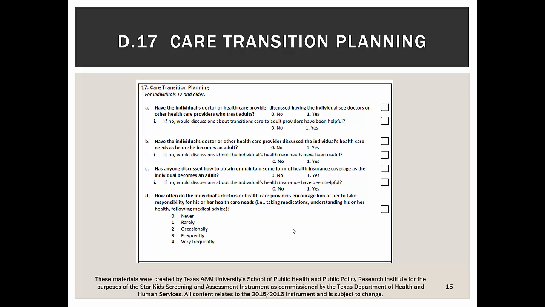D17, care transition planning. So question D17 refers to care transition planning. It's only designed for individuals 12 and older, and helps both the individual and the caregiver and service planning team determine how prepared the individual's healthcare team has been preparing him or her for their eventual adult healthcare needs. Be prepared for reaction from the caregivers that it may seem strange to them to be asking these questions about their teenager. Reassure the family and the caregivers that these items are designed to help ensure proper planning for long-term healthcare needs, and it's never too soon to be thinking about these things and identifying transition planning needs.